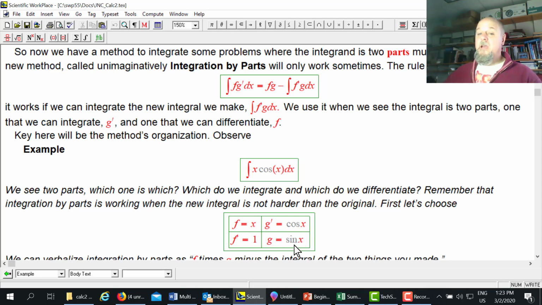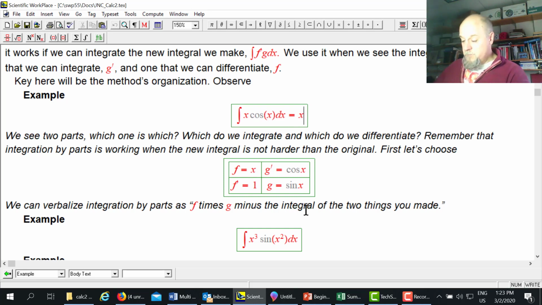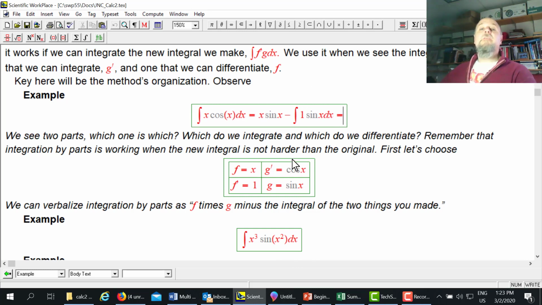the cosine. Now I got to be careful. Differentiate sine, I get cos. Yes, careful to keep the right sign. But that's going to give for me an easier integral. So let's put those pieces in then. That's going to be f times g minus the integral of the two things I made. So I made 1 and I made sine x. So I'm going in the right direction if this new integral is easier than my old integral. And I guess it is, right? The old integral was x times trig. The second integral, the new integral, is just trig.